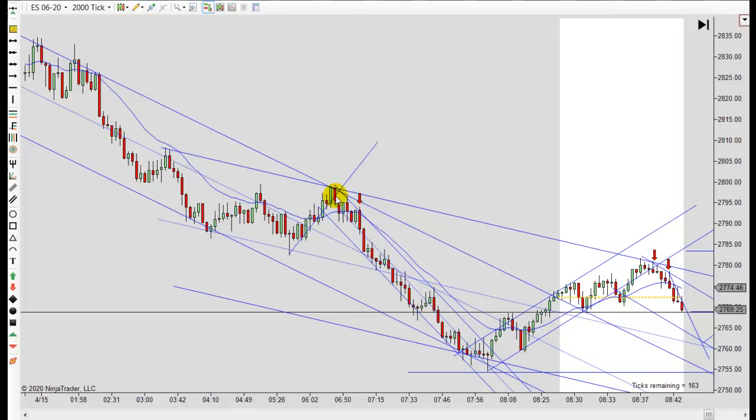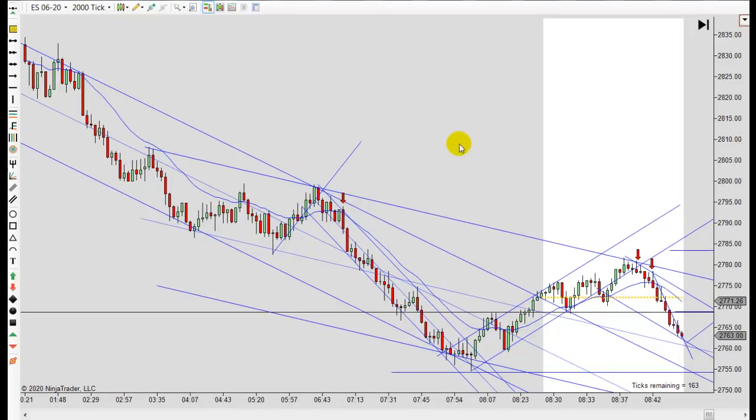So I'm going to be patient. Even though it's a key entry point, it's not the perfect setup. Even if you'd have took it, you'd have been all right. But it's not the perfect setup. So I'm going to wait for a better setup.